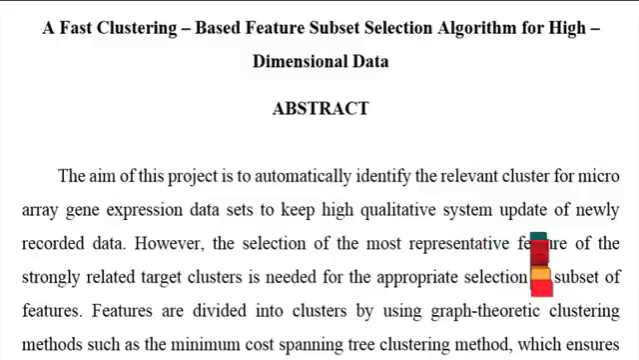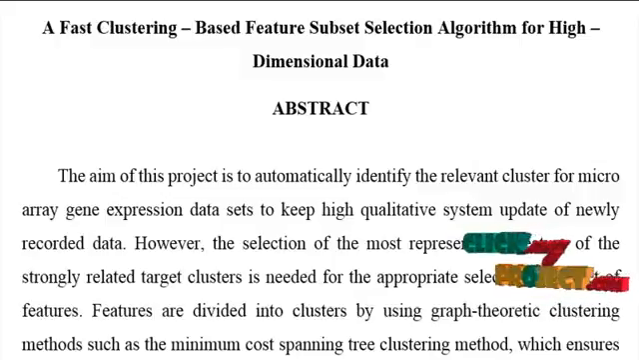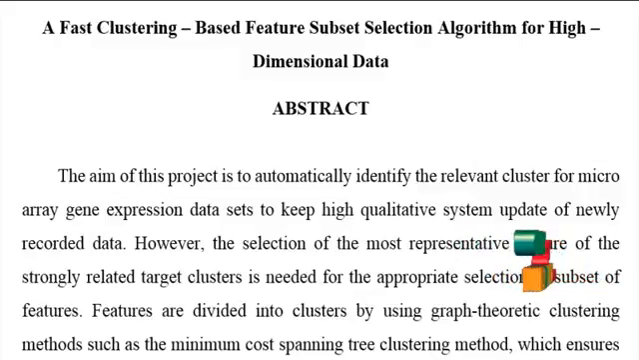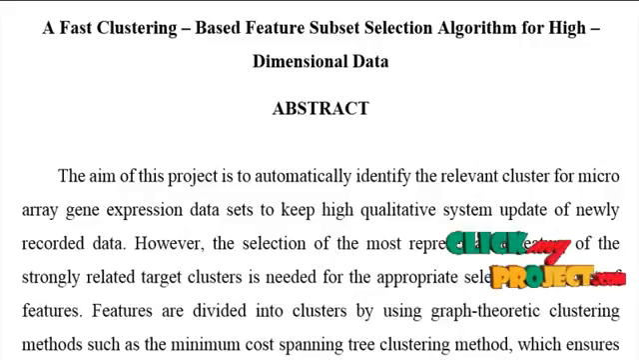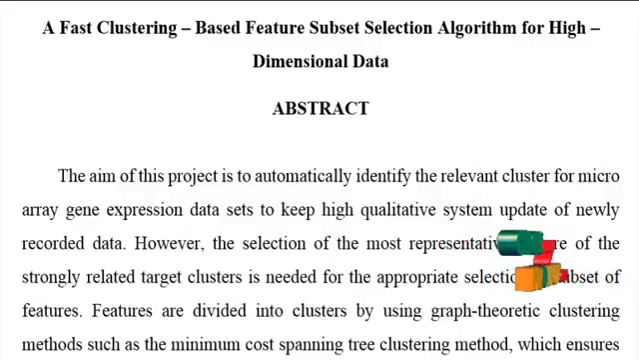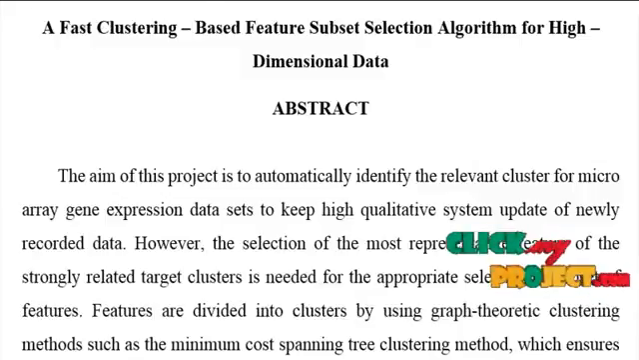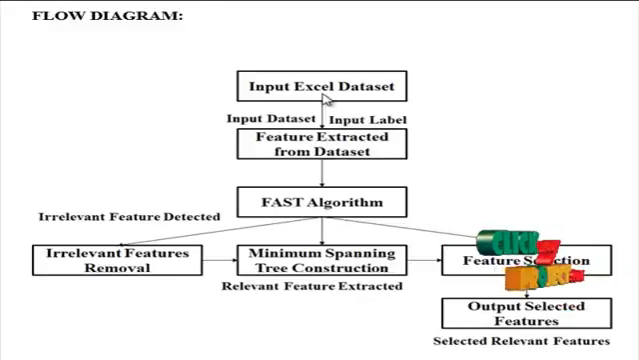Feature selection is the process of selecting a subset of relevant features for use in model construction. Here, the FAST algorithm is used for selection of features. In the FAST algorithm, a clustering-based strategy is used, where the data are clustered according to the irrelevant features. Let me discuss the flow diagram for our process.